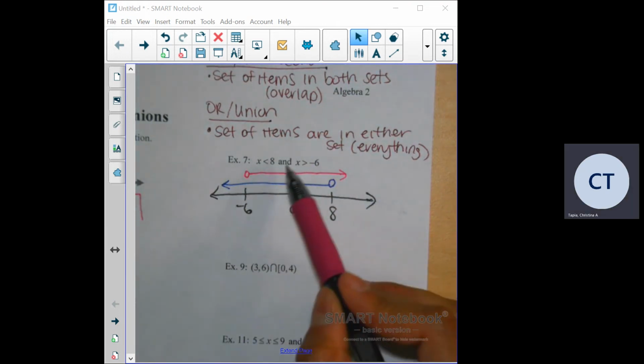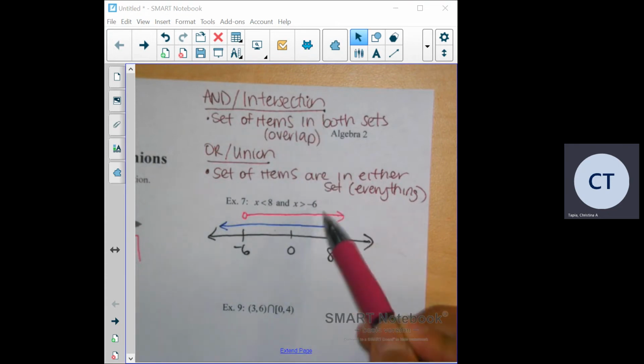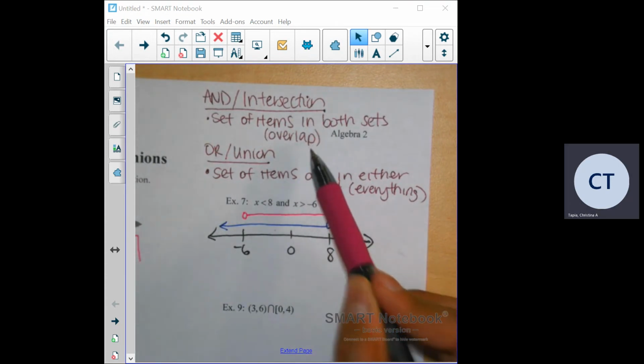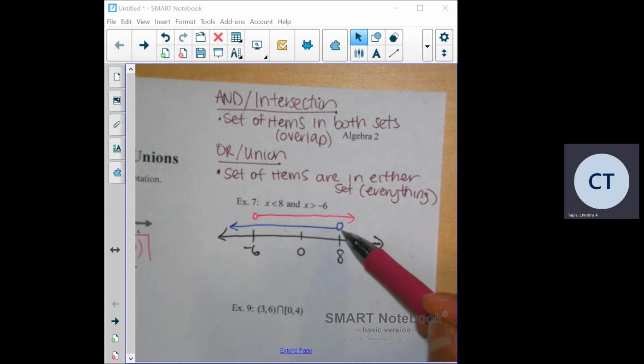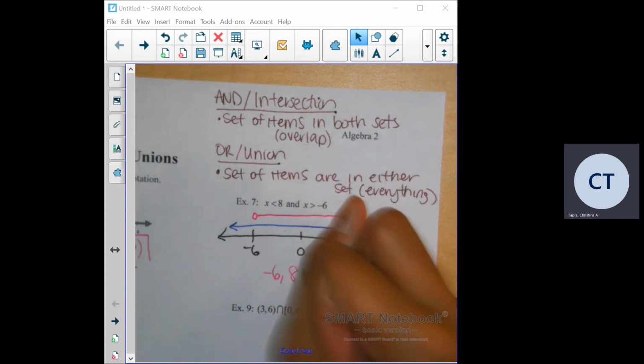When you see the word and, like we said before, you're looking for an intersection, which means both of the colors that you have need to overlap. So if I was to put the pink and blue lines right on top of each other, where would they overlap? Where would they intersect? Between what two numbers? -6 and 8. So between -6 and +8.